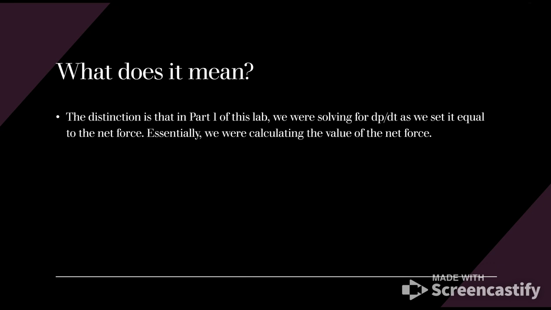What does it mean? The distinction is that in part 1 of this lab, we were solving for dt, as we set it equal to the net force. Essentially, we're calculating the value of the net force to find the mass of the black hole.